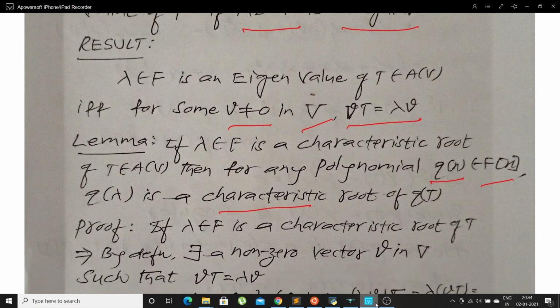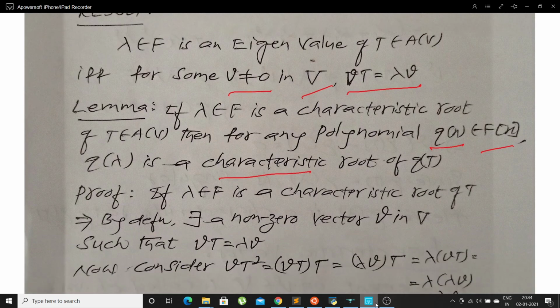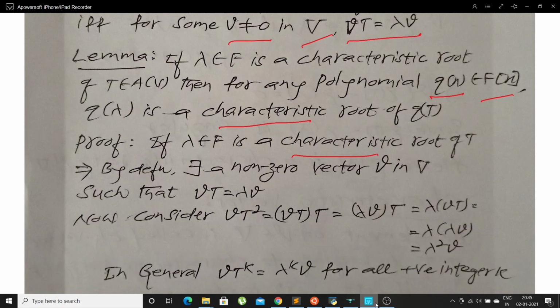The proof of this lemma is very simple, but here we have to make use of the definition of the eigenvalue of T. If lambda belongs to F is a characteristic root of T, by definition of the eigenvalue, there exists a non-zero vector v in vector space V such that vT equals lambda v. This word non-zero is very, very important. This is by the definition of eigenvalue of T, or the characteristic root of T.